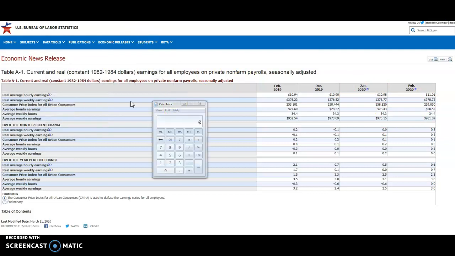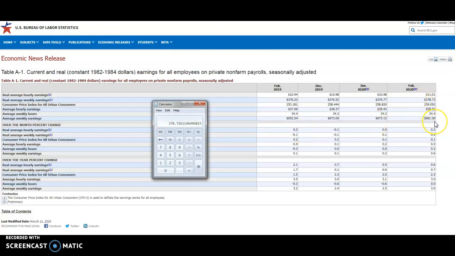We can also do this for weekly data. Let's start with our nominal weekly earnings right here, 981.09. And let's divide that by our deflator, CPI, 259.05. And that then gets multiplied by 100, and we get 378.73, which gives you this number here.